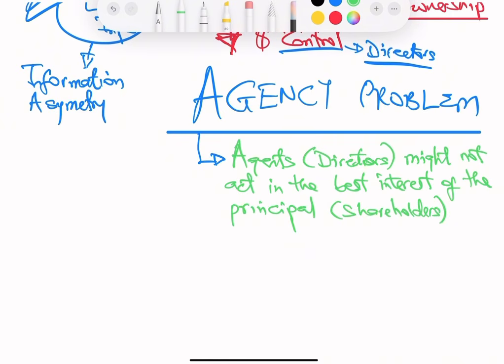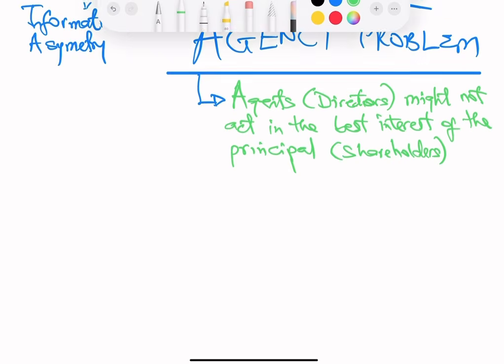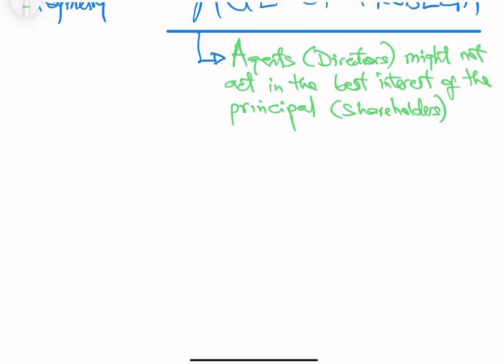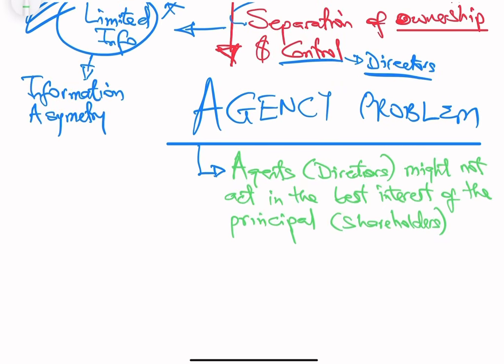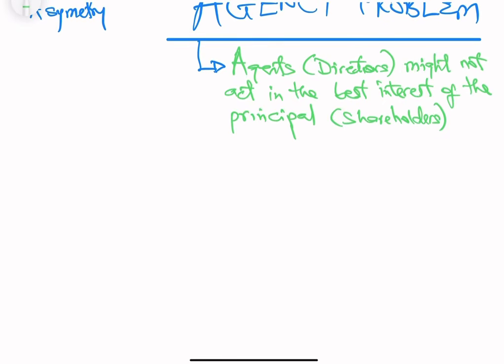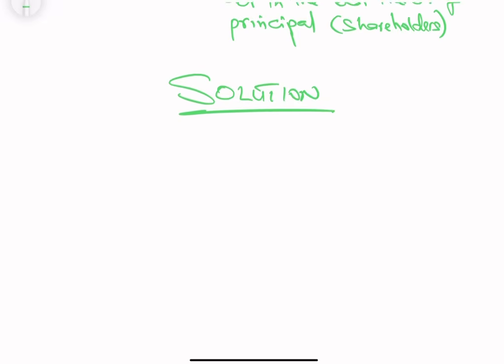Yeah, because they will be selfish. That is the problem. But we are not here only to see the problem. We are here to understand the problem and after that provide a solution to the problem. So we should be asking ourselves, how do we resolve the agency problem? What is the solution to the agency problem?